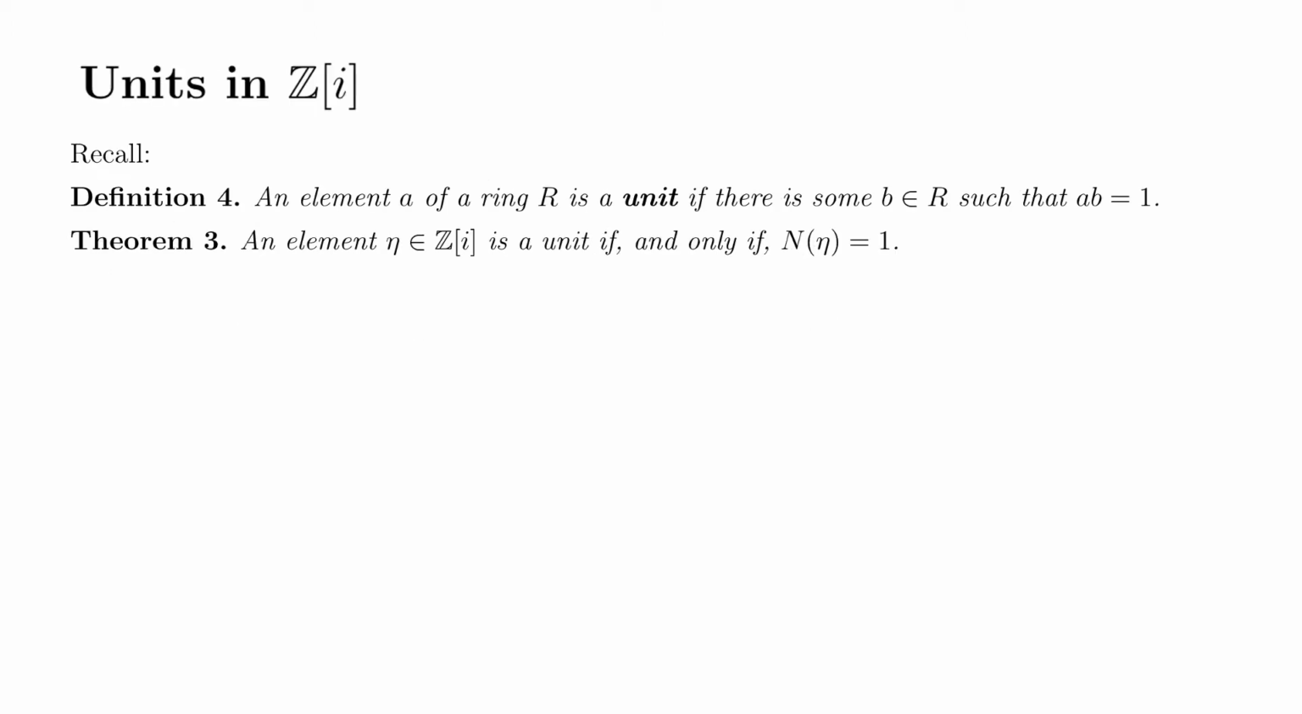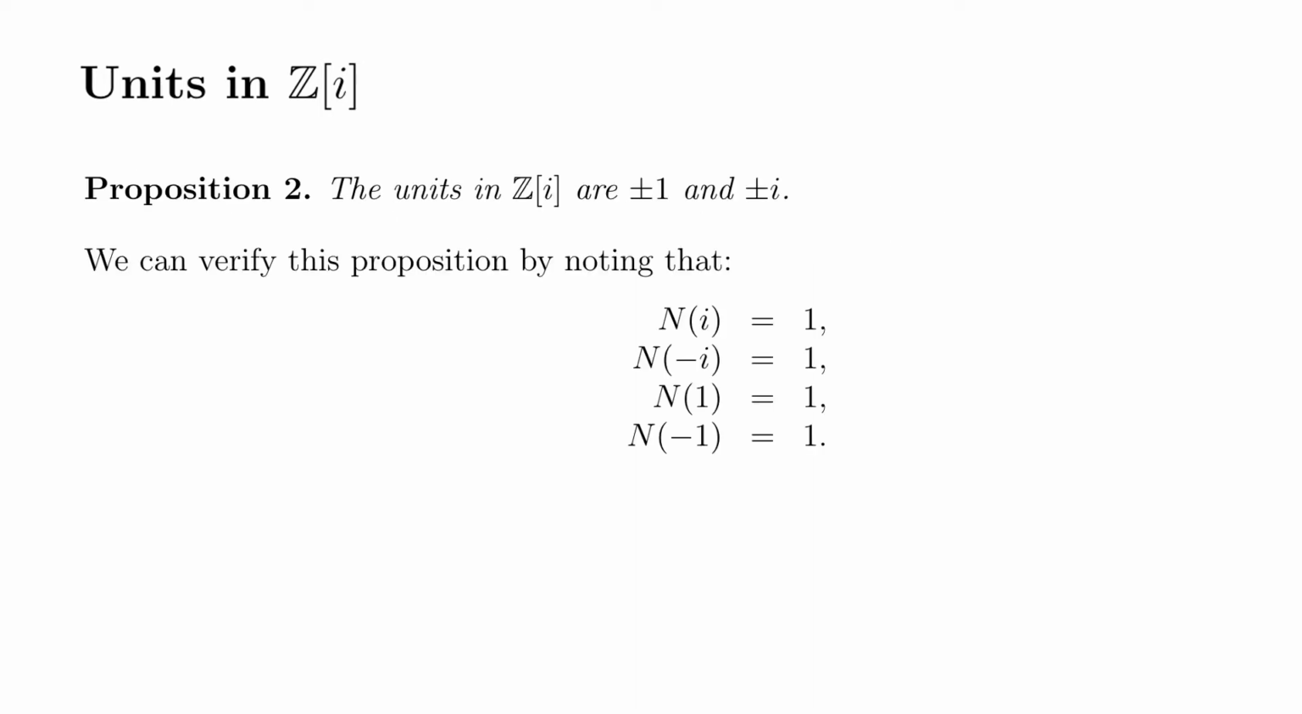Recall that an element of a ring R is a unit if there is some element in R such that their product is equal to 1. We can further refine this definition specific to the Gaussian integers by saying that an element eta is a unit if and only if its norm is equal to 1. Using this, we can identify that there are 4 units in Z adjoin i, and they are plus or minus 1 and plus or minus i. We can verify this by seeing that the norm of each of these elements is equal to 1.